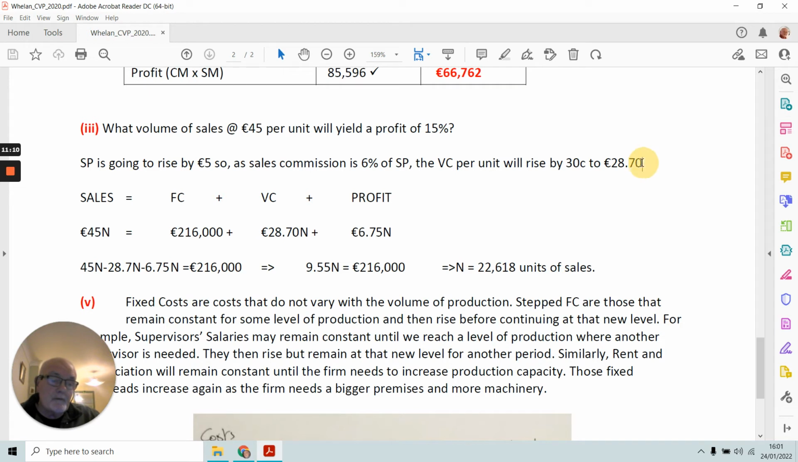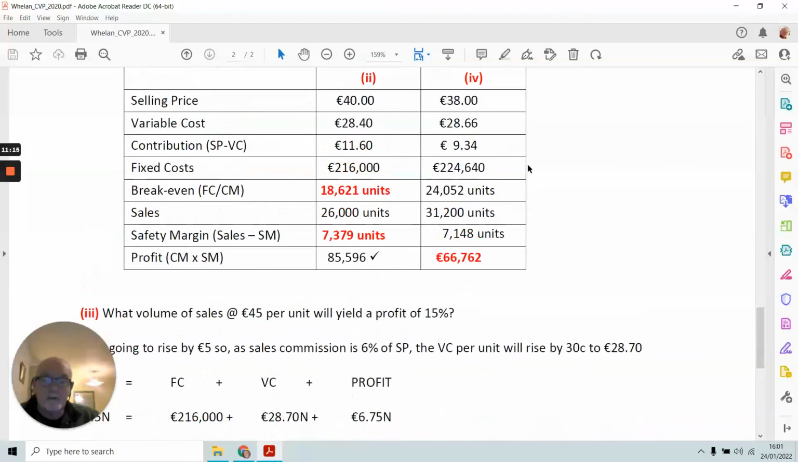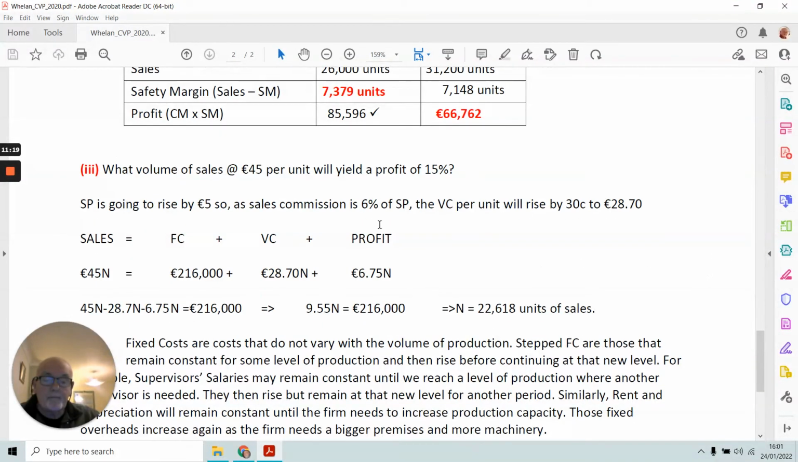So our original variable costs were €28.40. We have them there, €28.40, and now it's going up by an extra 30 cents to €28.70. So our selling price is going to be €45. Our variable costs have gone up to €28.70. Our fixed costs have stayed at €216,000. And they're telling us we want to make a profit of 15%. So let's check it out.